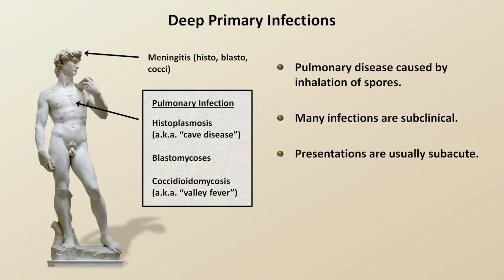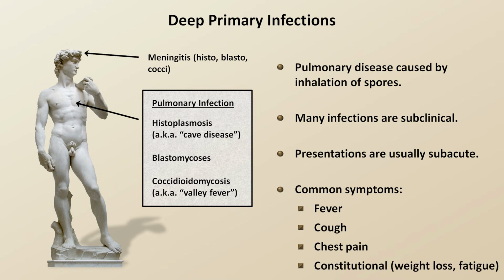Presentation of pulmonary infections from the dimorphic fungi is usually subacute or occasionally chronic, meaning that there can be a delay of several weeks between exposure and presentation, which makes the diagnosis more difficult. The common symptoms of these pulmonary infections are fever, cough, substernal chest pain, which can be pleuritic, and so-called constitutional symptoms, referring to modest weight loss, fatigue, and just feeling lousy overall.